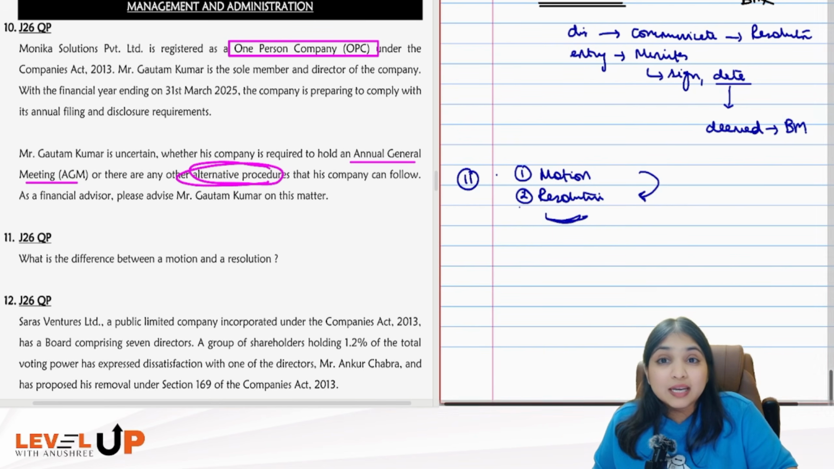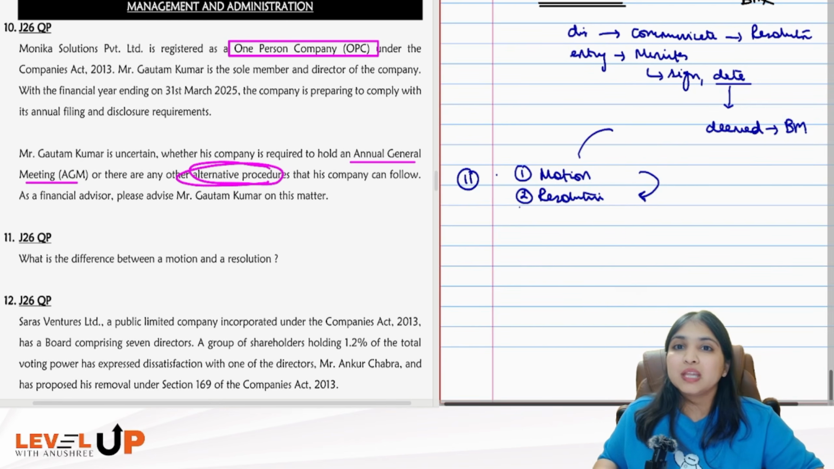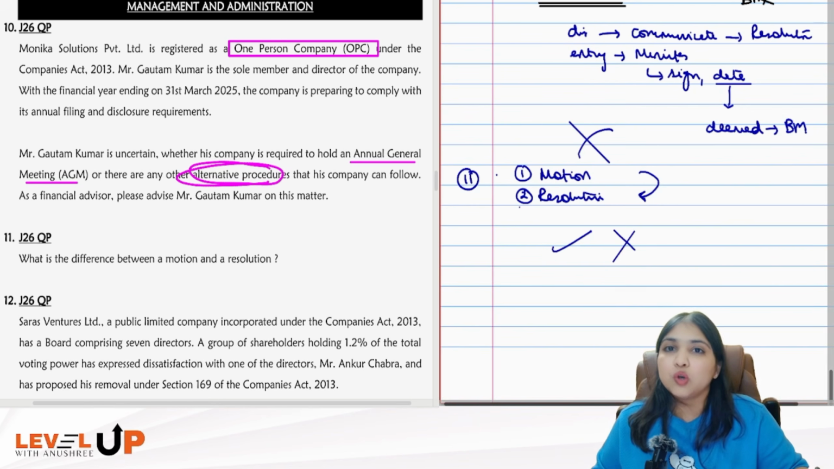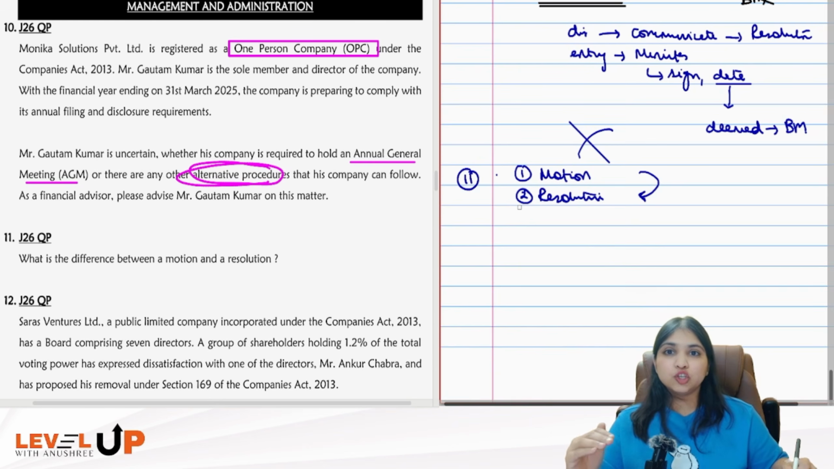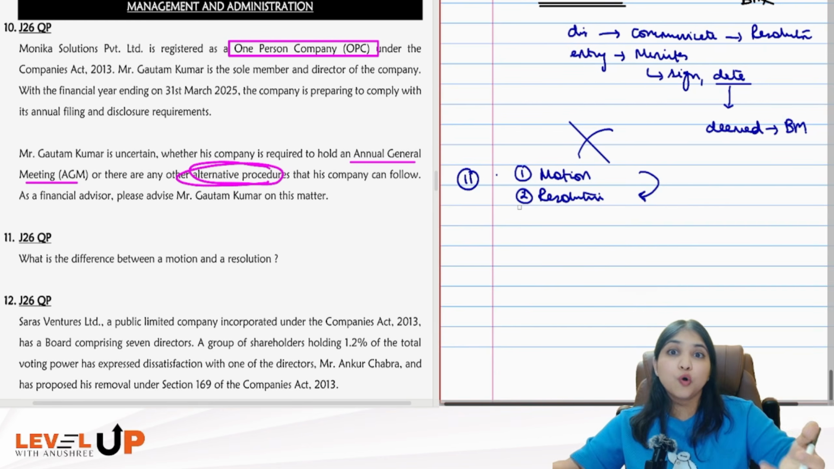The resolution is nothing but the decision of the shareholders. The resolution will indicate the will of the members. If the members are okay with the motion, they will pass the resolution. If the members are not okay with the motion, the resolution will not be passed. So the sequence should be clear. First the motion comes, and then the resolution comes. Motion is nothing but the proposal. Resolution is nothing but the decision made by the shareholders for that proposal.